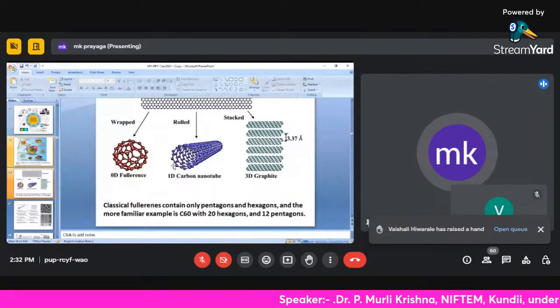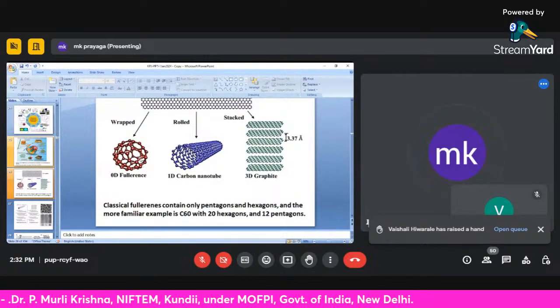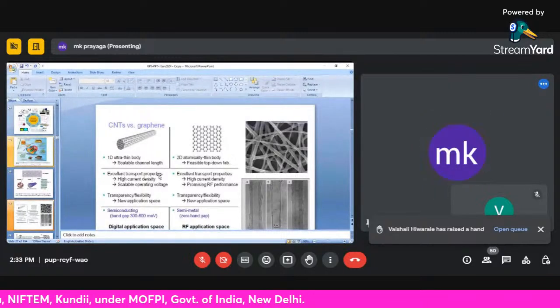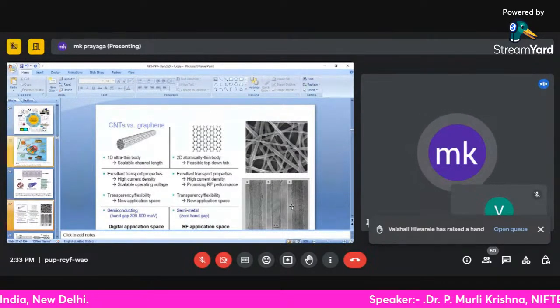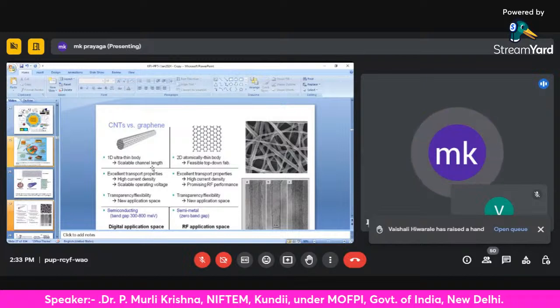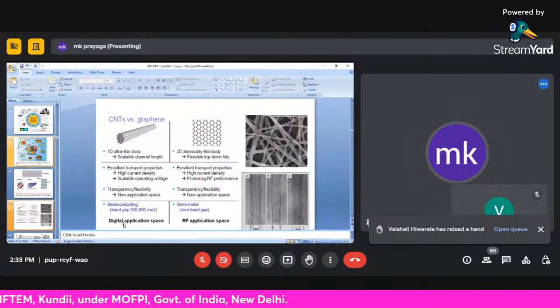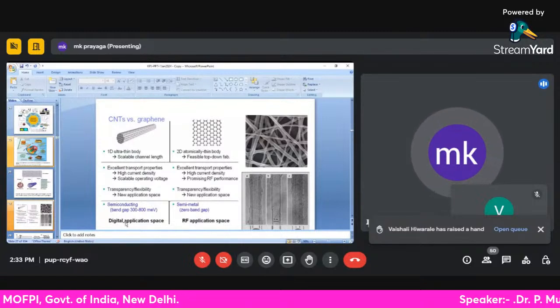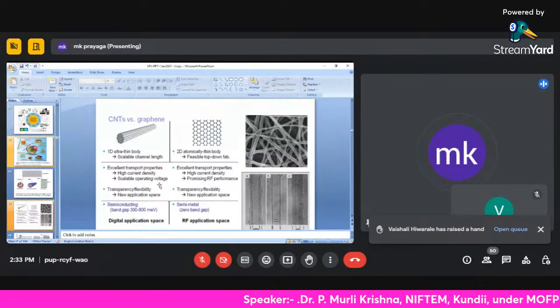And of course, this fullerene structure C60 contains a surface of nearly 20 hexagons and 12 pentagons. So this is the CNT and graphene structure which you will find with the SEM, scanning electron microscope. This is the single-walled, and the bottom one is multi-walled carbon nanotubes. And this graphene you will find in RF, radio frequency applications for space. And these CNTs find digital applications based on the properties available.